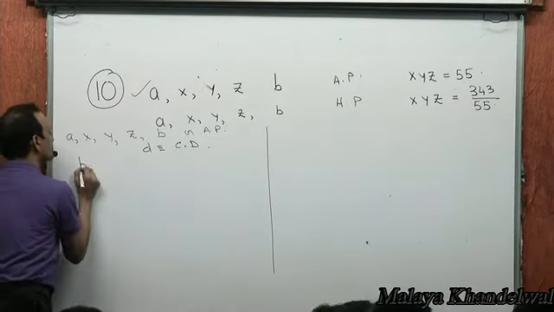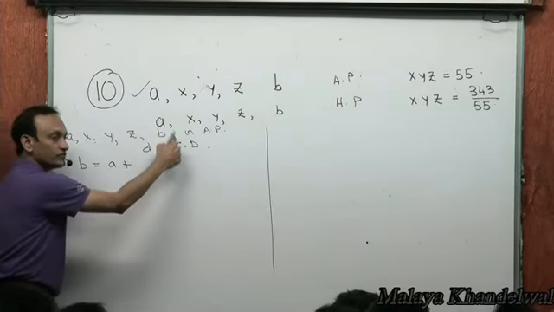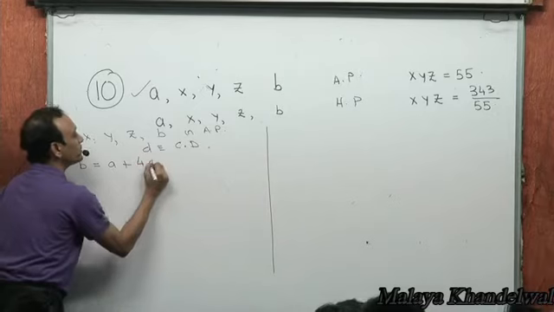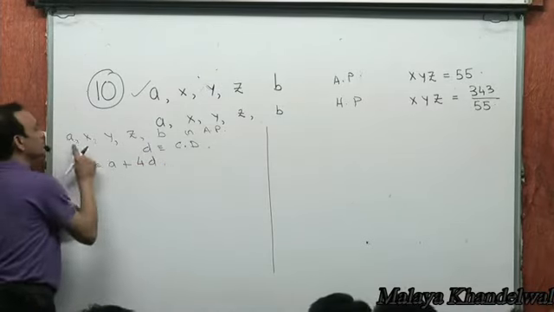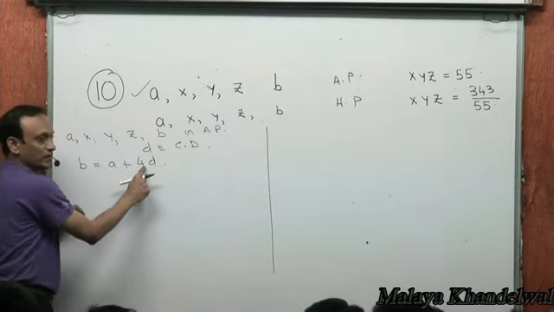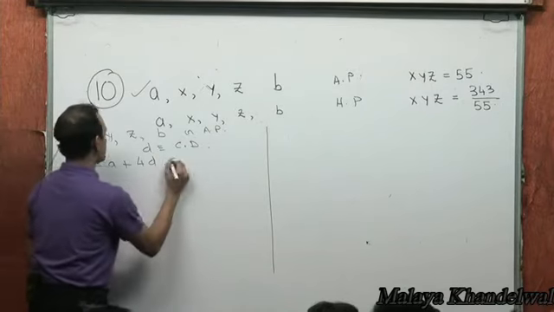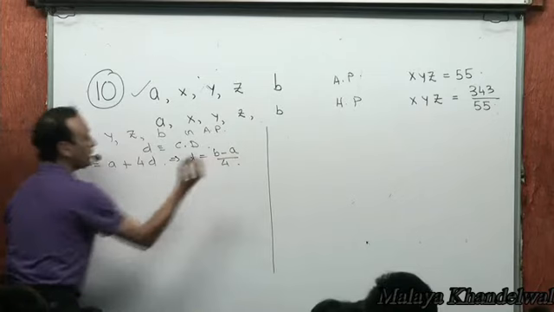Then can I say b must be a plus, do you realize, first, second, third, fourth, fifth? B must be the fifth term of this AP with first term a. So a plus 4d. B must be first term plus n minus 1, which is 5 minus 1, into d, yes or no? Right? Therefore, d turns out to be (b minus a) by 4.